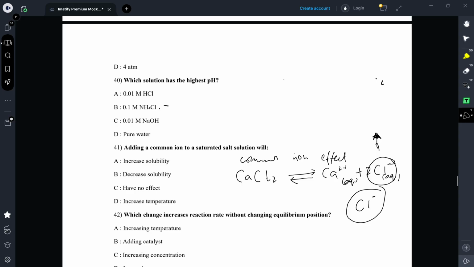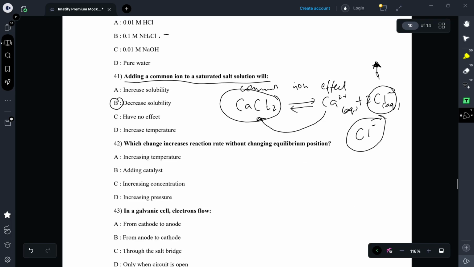So, for example, if we increase the concentration of Cl minus ions, the reaction will try to decrease its concentration. And it will decrease its concentration by favoring the left hand side. So it will form more of this CaCl2, and the solubility will decrease. So this is the answer B.